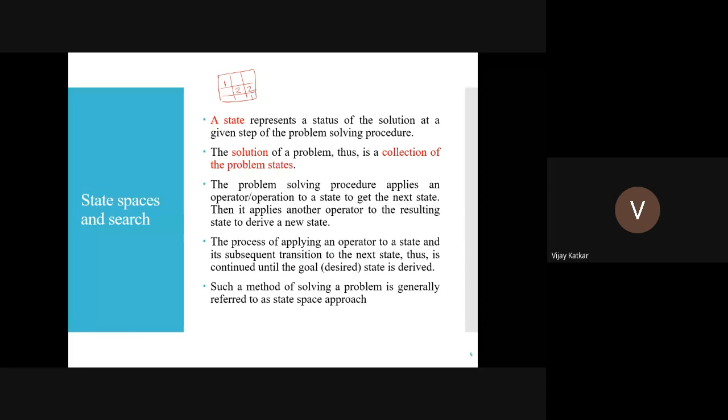And the process of applying an operator means what? The process of making moves. You are doing one move, then the computer is doing another move, then the player is doing one move, then the computer is doing another move. This is a continuous thing. So this process is called the state space approach. Such a method of solving the problem is generally referred to as what?